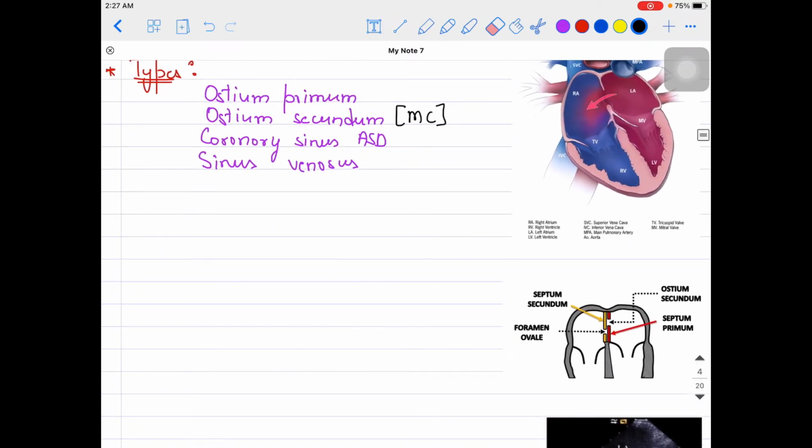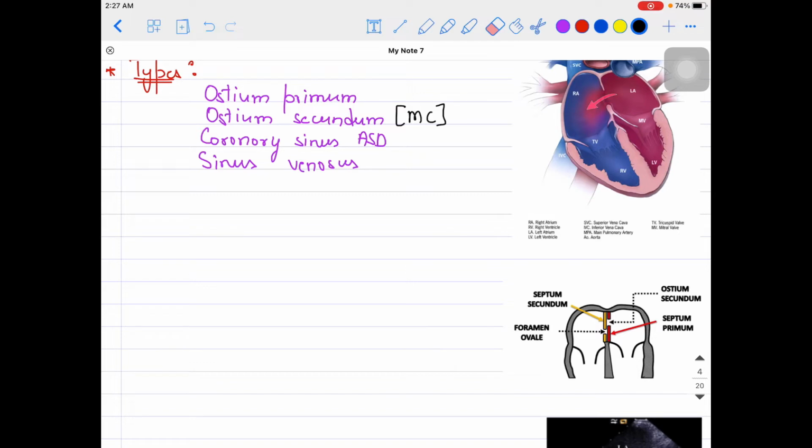And then after that there could be the ostium primum. Now let me explain, I mean the ostium primum. Ostium secundum was the opening in the septum primum, and the foramen ovale was the opening in the septum secundum.